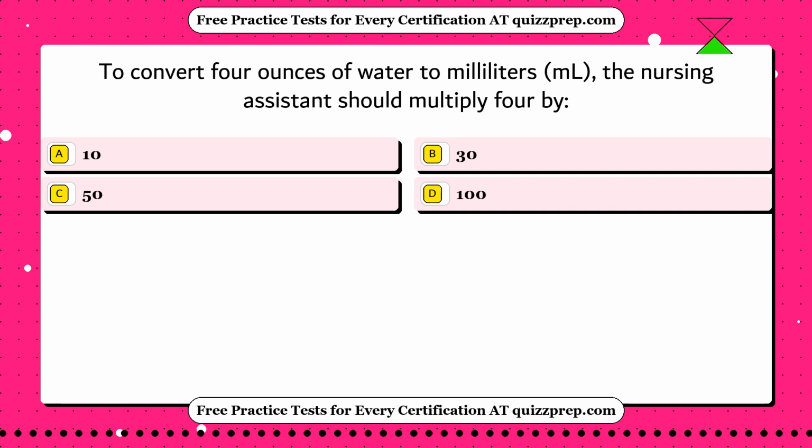Question 62. To convert 4 ounces of water to milliliters, ml, the nursing assistant should multiply 4 by, option A, 10, option B, 30, option C, 50, option D, 100.